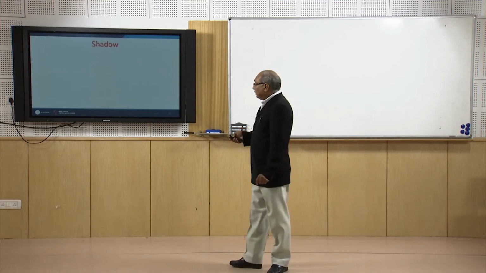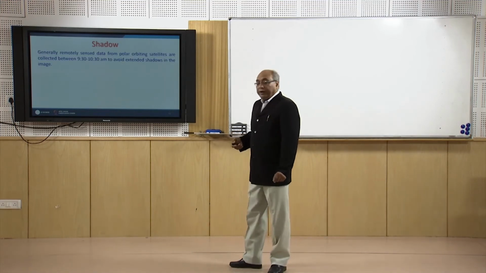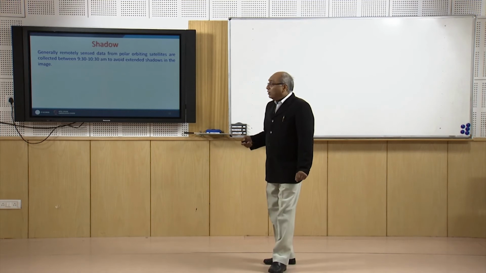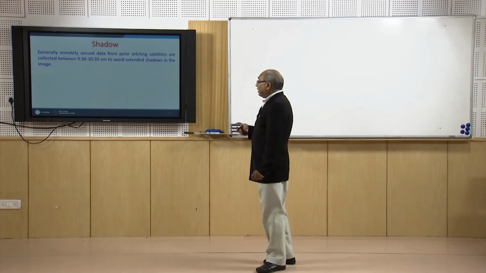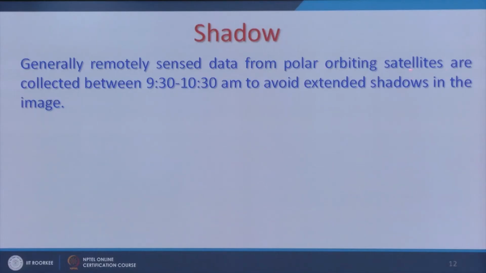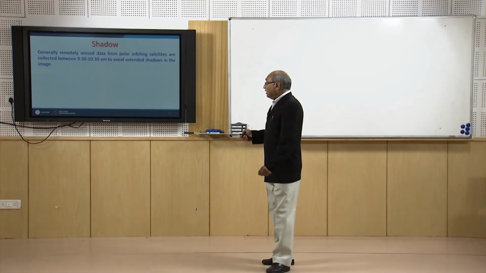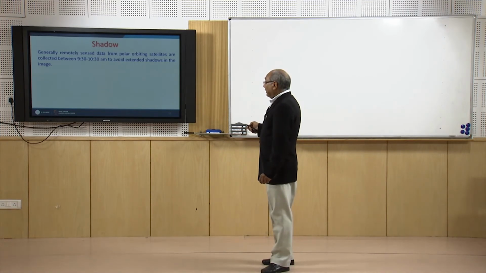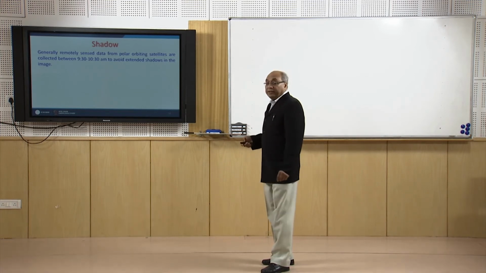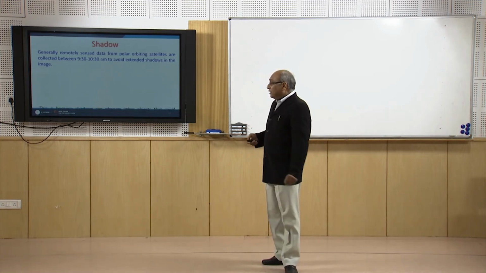Now shadow, this is the fourth key of image interpretation. Generally, remote sensing data from polar orbiting satellites or sun synchronous satellites are collected between 9:30 and 10:30 in the morning. That is why they are called sun synchronous. It is basically not too early in the morning and not too late in the afternoon, to avoid extended shadows in the images. That is how these are designed.